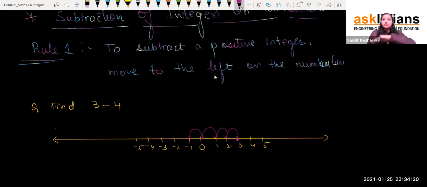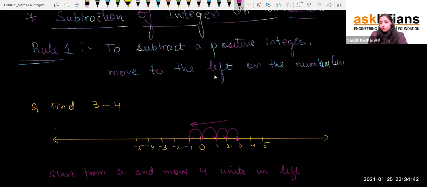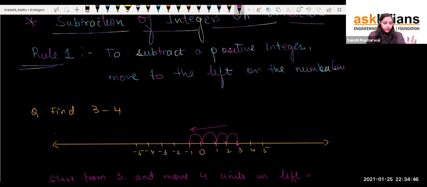Right? So you have to move just the opposite, so you have to move left. So you have to start from what? Start from 3 and move 4 units in left, right? In left. So what will be your answer? Your answer will be what, beta? Your answer is -1, right or not?